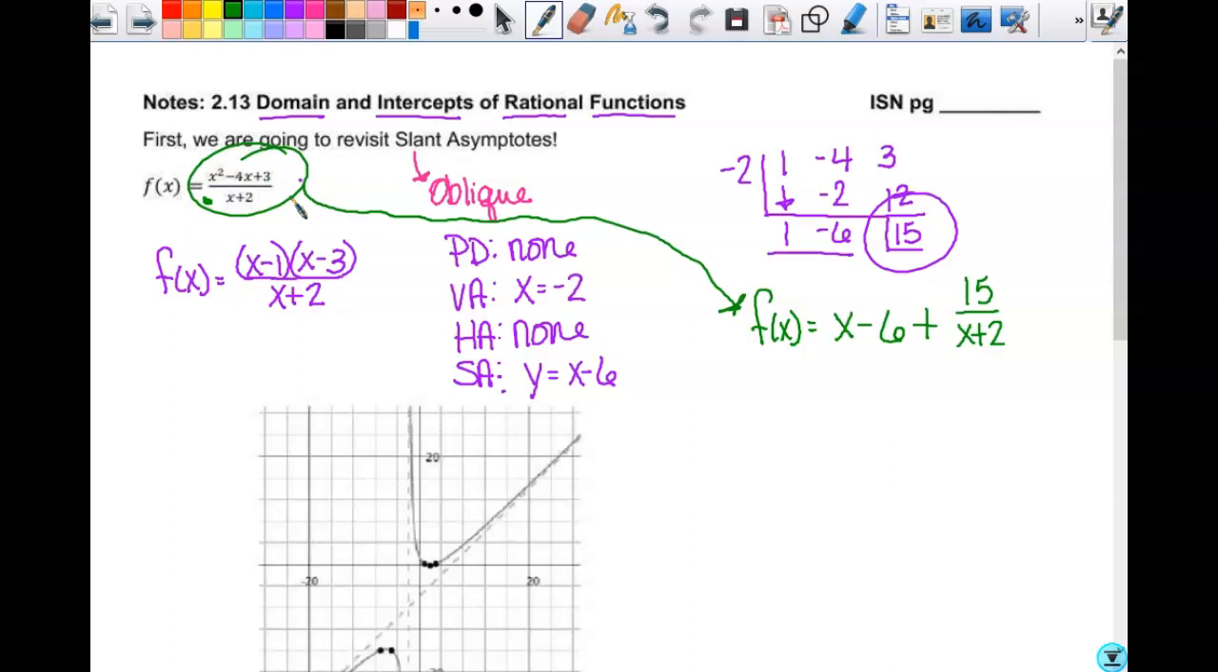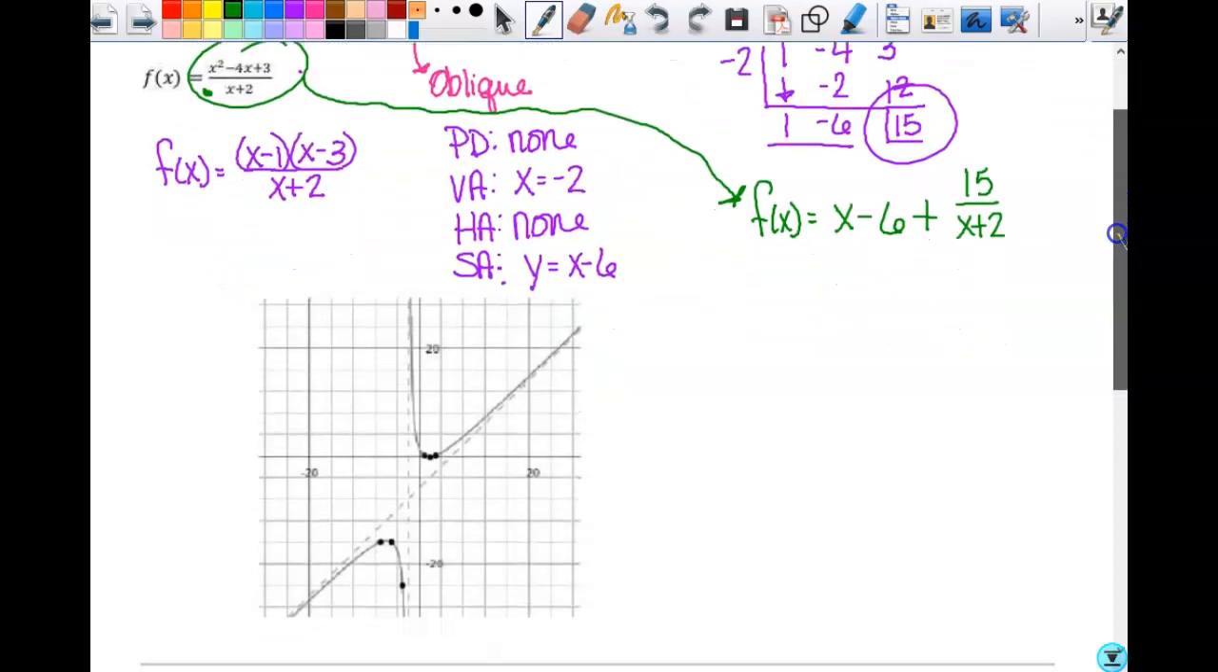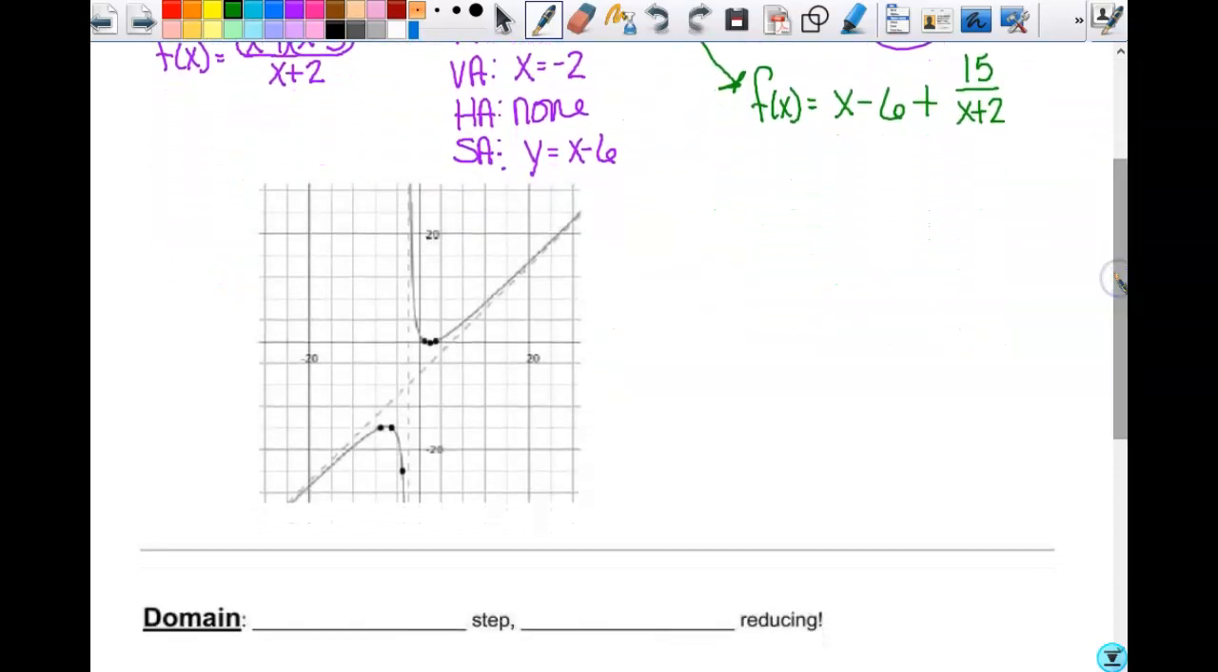So if I include the remainder, when I'm talking about my asymptote, I'm not going to get a line. I'm actually going to get the exact same function as the original. That still doesn't tell me what the slant asymptote does. So the remainder, just the remainder, is 15 over x plus 2.